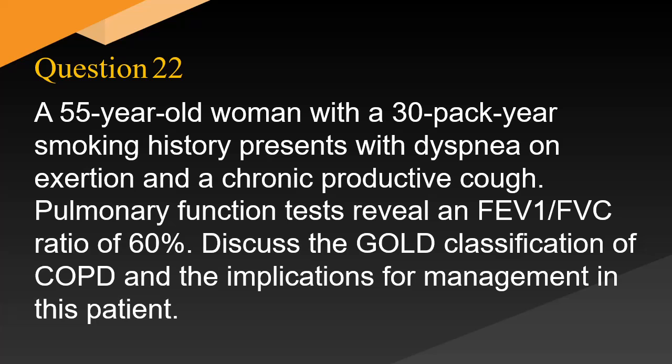A 55-year-old woman with a 30-pack-year smoking history presents with dyspnea on exertion and a chronic productive cough. Pulmonary function tests reveal an FEV1/FVC ratio of 60%. Discuss the GOLD classification of COPD and the implications for management in this patient.